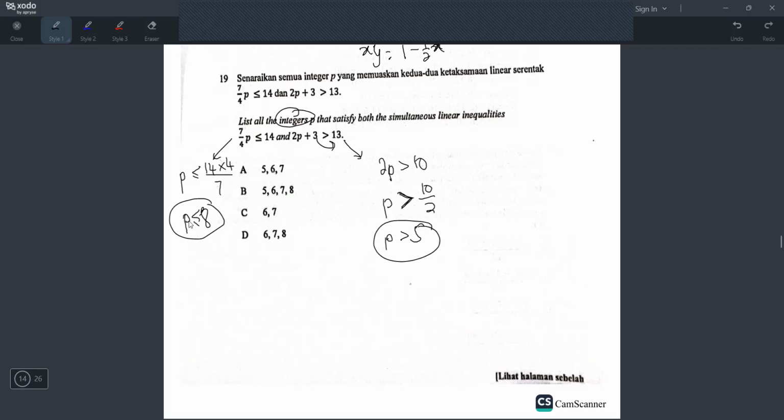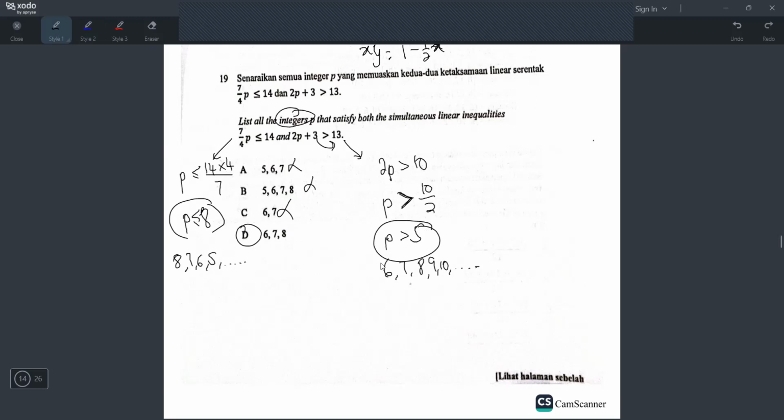So p has to be smaller than or equal to 8, and p has to be bigger than 5. So which one? D. Okay, so the answer is D. Because if your number has to be bigger than 5, it means 6, 7, 8, 9, 10, and so on, right? But at the same time, your p has to be smaller than or equal to 8, which means 8 is included, 7, 6, 5, and so on.